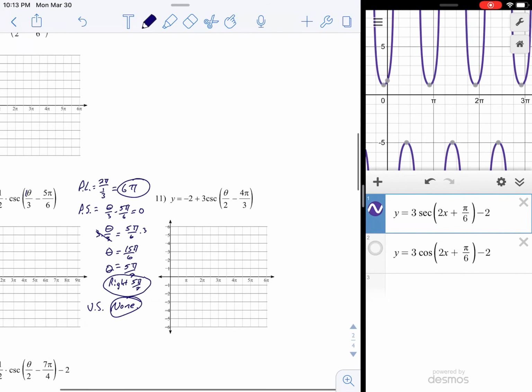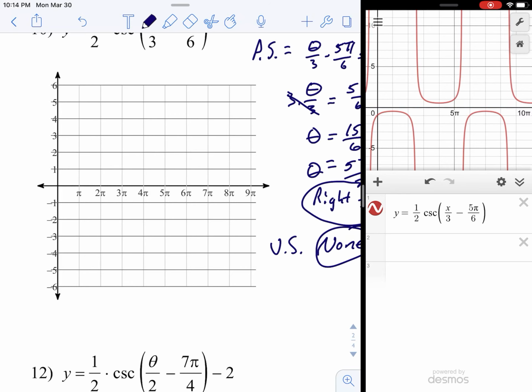And wow, let me hit the home button. So that's a very interesting look. My graph paper goes all the way to 9 pi, so I need to make this sort of fit to 9 pi. Well, it was cooperating. There we go. 10 pi. It's pretty close.